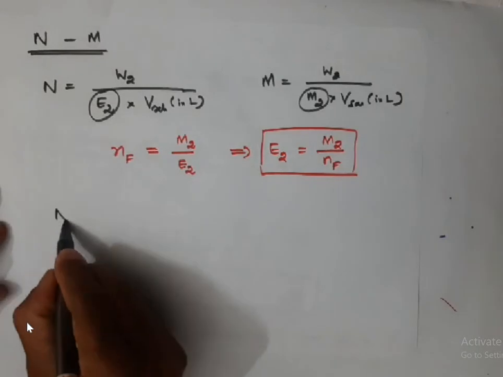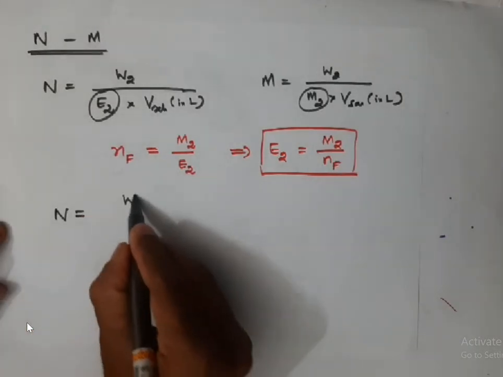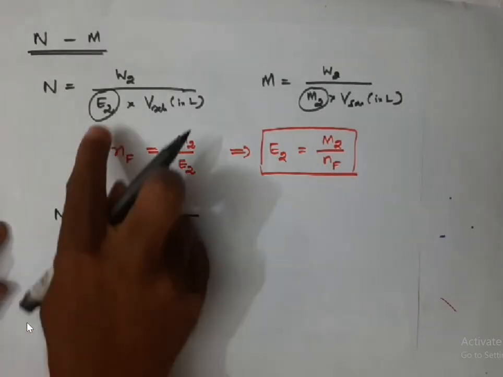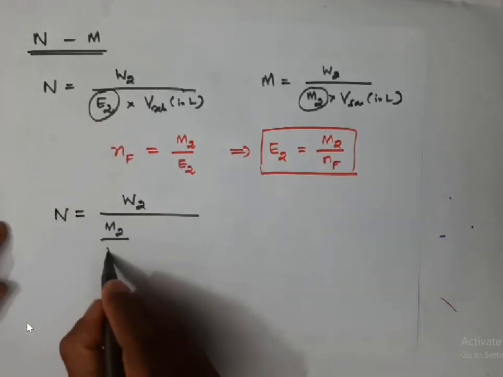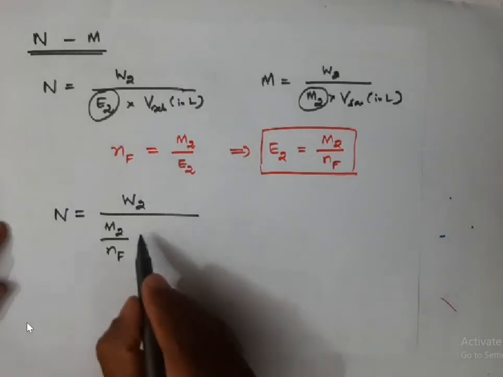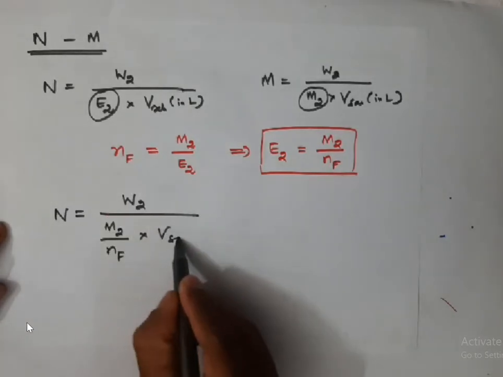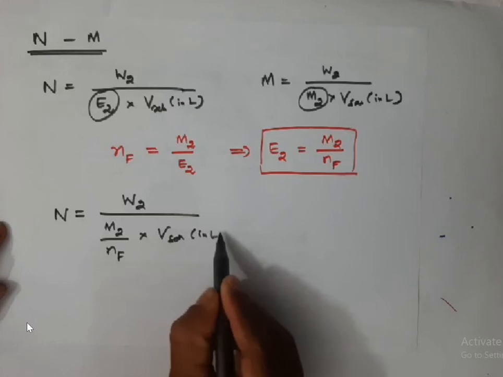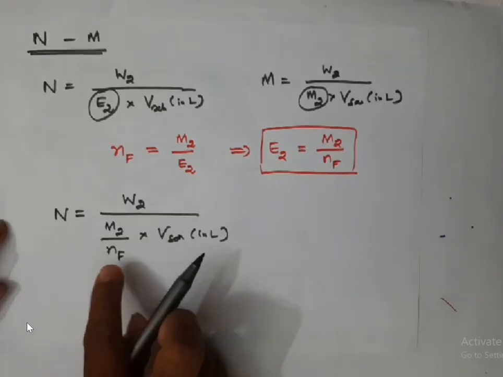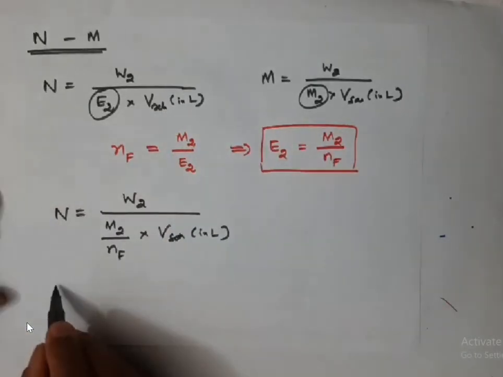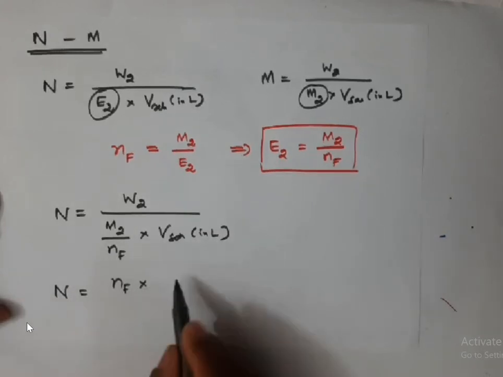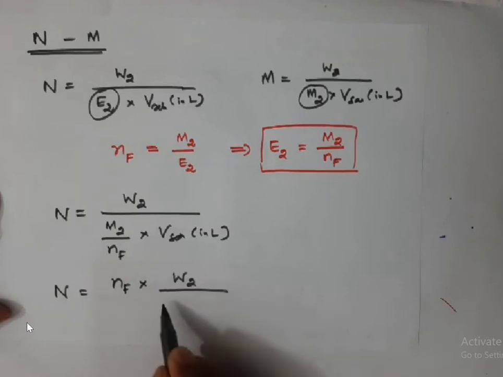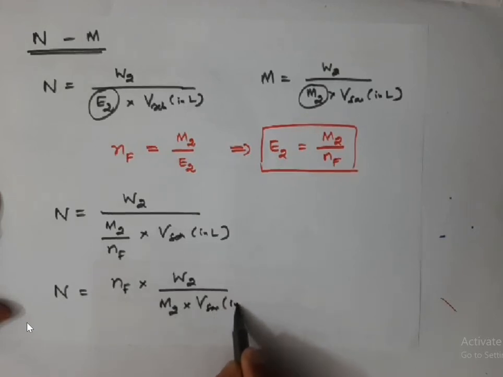Therefore normality is equal to W2 by, instead of E2 I'll put M2 into n factor, divided by n factor into volume of the solution in liters. This n factor I'll bring to the numerator. So normality is equal to n factor into W2 by M2 into volume of the solution in liters.